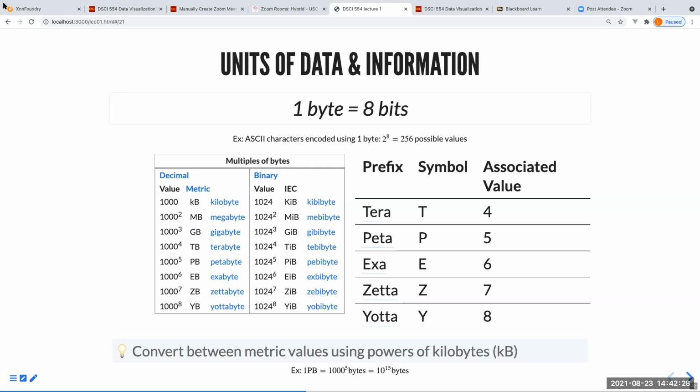So tera, you're familiar with the terabyte. It's related to the Greek word that means 4. Peta is related to 5, exa is related to 6, zetta to 7, and yotta to 8. And those you can translate from one to another by looking at powers of kilobytes. So 1,000 to the power of 4, 5, 6, 7, 8. And then you can translate from one to the other.